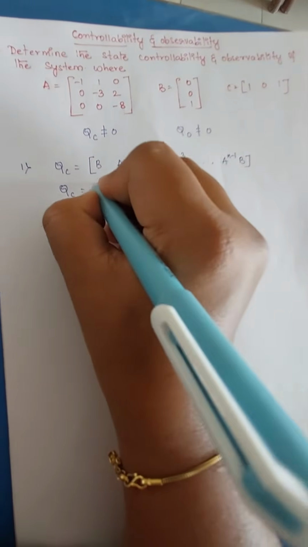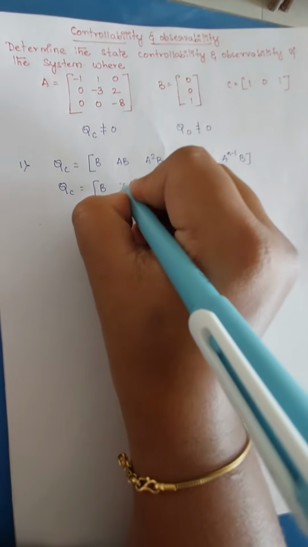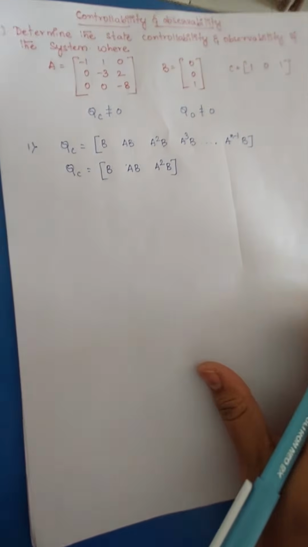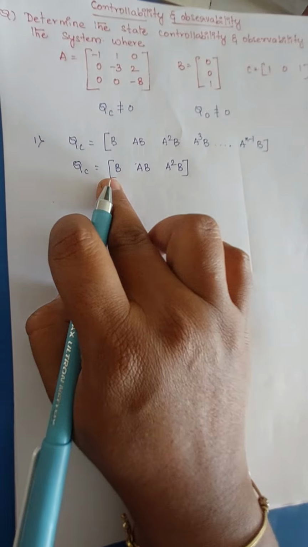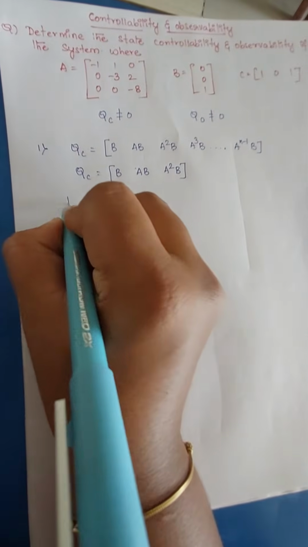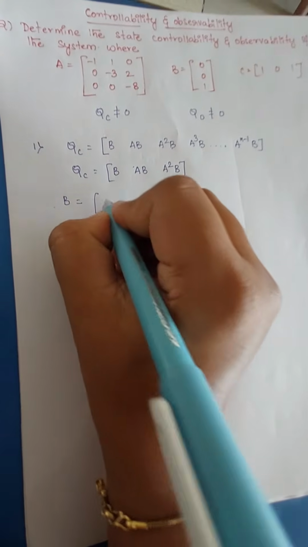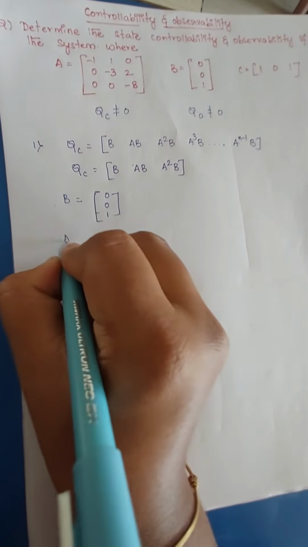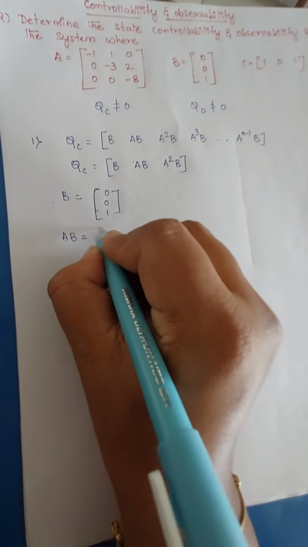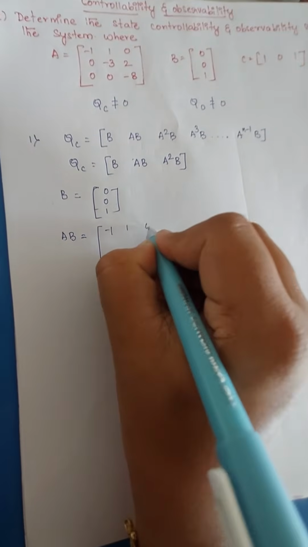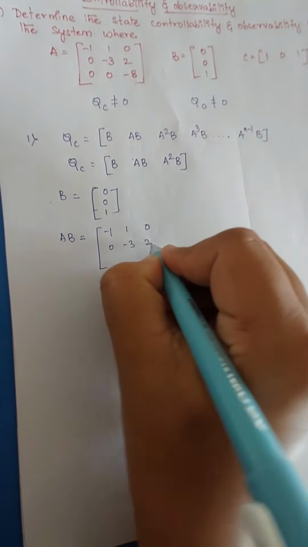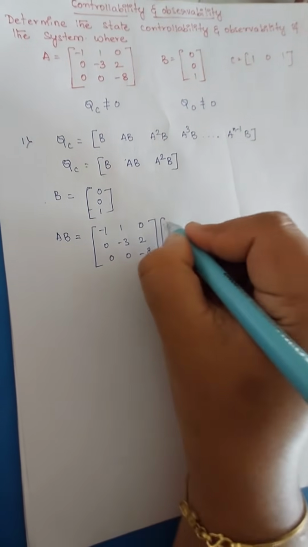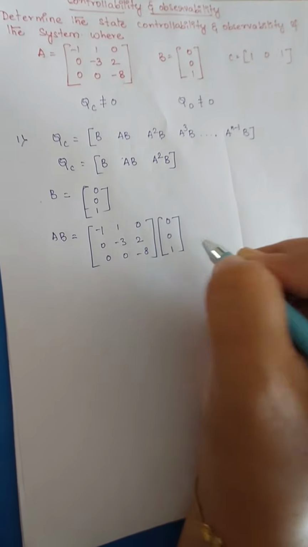For our given problem, QC is going to have B, AB and A squared B. Now we use these matrices to formulate these elements. First, B. In the given problem, B is 0, 0, 1. Next we have to formulate AB. A is given by minus 1, 1, 0, 0, minus 3, 2, 0, 0, minus 8, multiplied by B, which is given by 0, 0, 1.